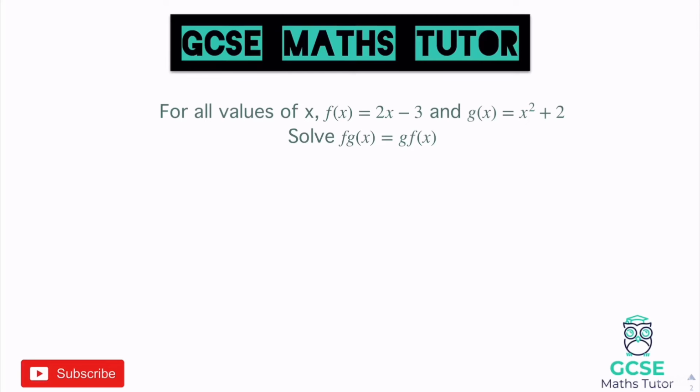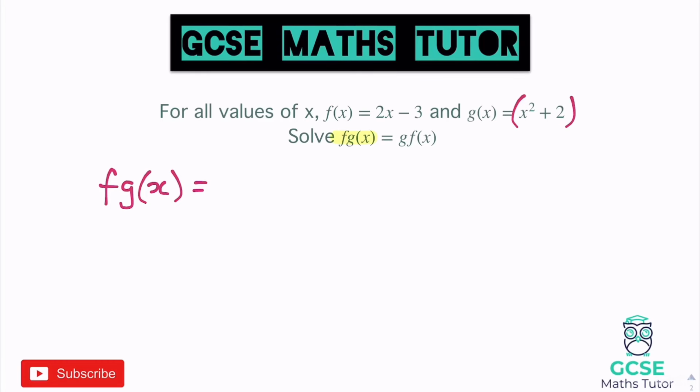Okay, so this question says, for all values of x, f of x equals 2x minus 3, and g of x equals x squared plus 2. And then it says solve when fg(x) equals gf(x). So we need to find the expressions for fg(x) and for gf(x). So let's start with fg(x). For fg(x), we're going to put g into f. So let's write this down, fg(x). And for this one here, let's have a look. We're going to put g into f, so let's put a bracket around g.